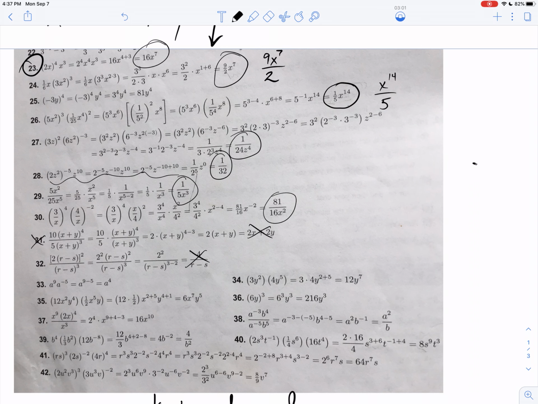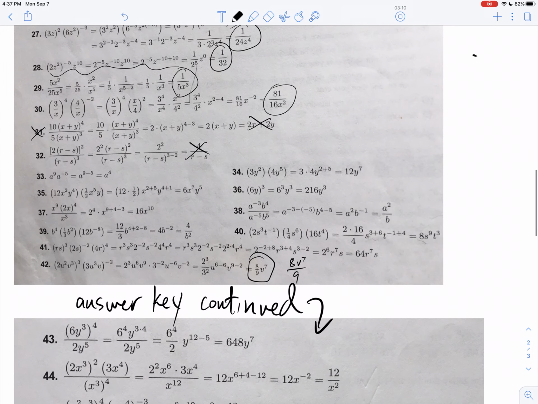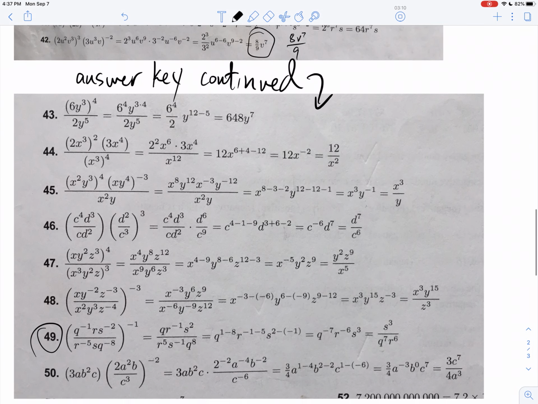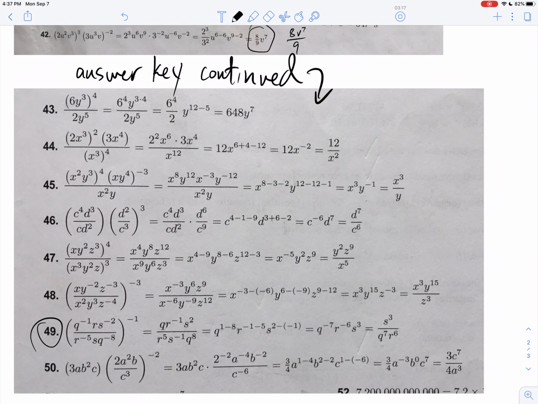I'm just looking ahead here. I don't see anything else that's peculiar except for this guy right here, 8/9 v to the 7th. Could be 8v to the 7th over 9. And then here's the other part of the answer key. So stop here at 49. And you'll see they have all their answers written out for those.